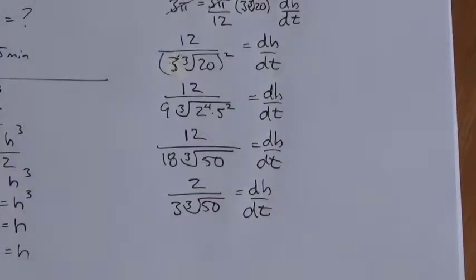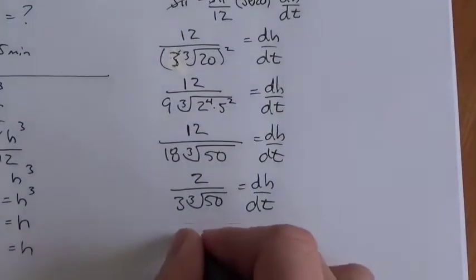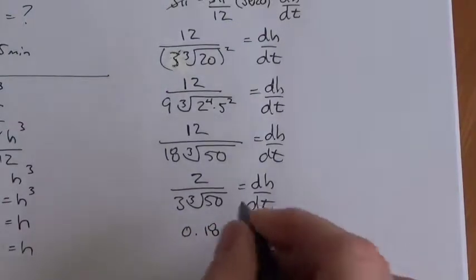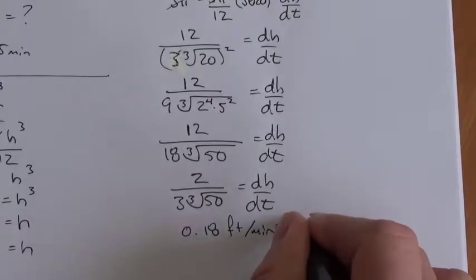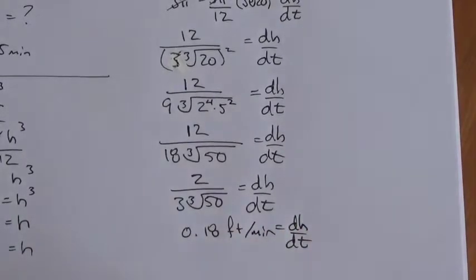However, depending on who your teacher is, you might need to simplify that a little bit further. So I'm just going to go to my calculator and enter in 2 divided by 3 times the cube root of 50. And it looks like I'm getting 0.18. What have we got here? The units would be feet per minute. And there's my dh by dt. Okay, this is an exact form. This is in a decimal form. That's maybe still a little bit messy. That looks a little bit better.